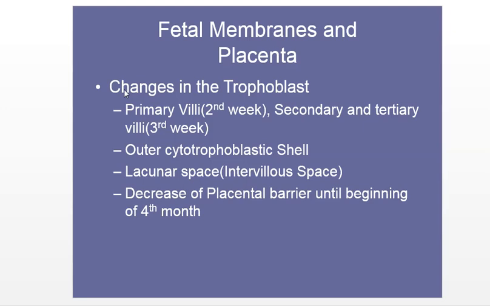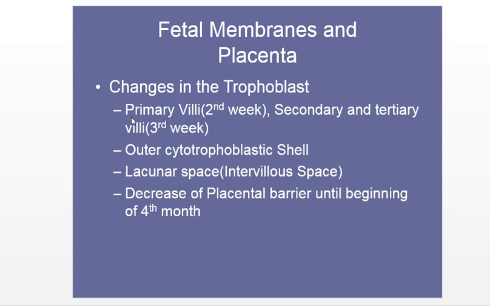The placenta consists of two major portions: the maternal part of the placenta that derives from the decidua, and I will explain the meaning of the decidua. And the second part is the fetal part of the placenta that is derived from the chorion.